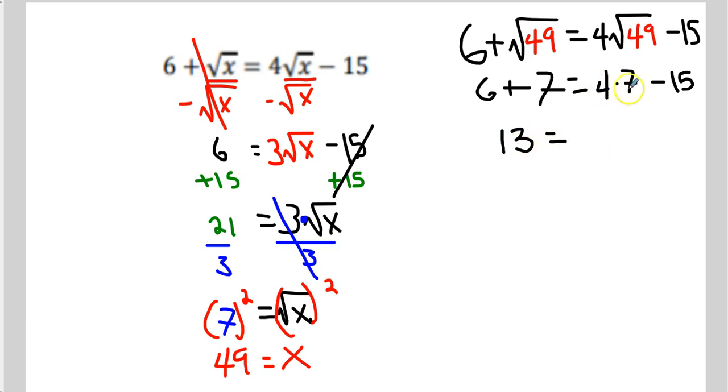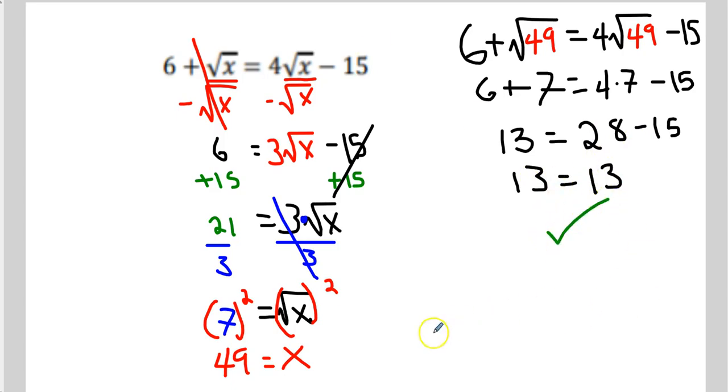4 times 7 gives us 28. We still have that minus 15. So we have 13 is equal to 28 minus 15, which gives us 13. So 13, 13, that's true. So this is a solution. We're good to go. Okay.